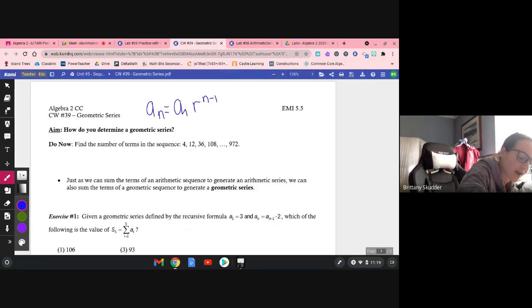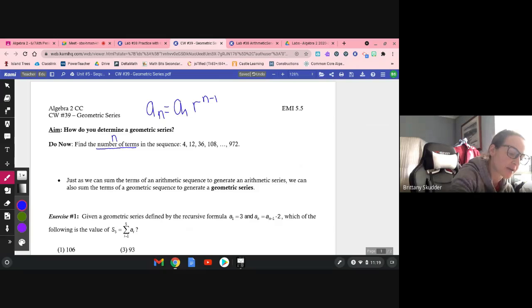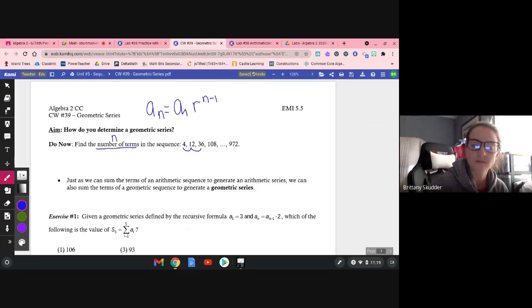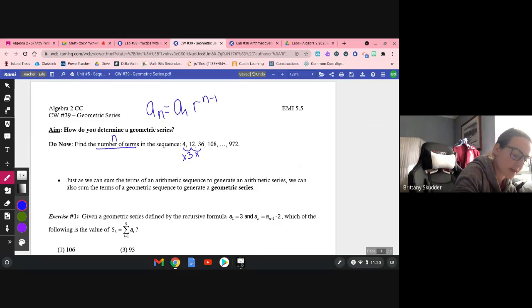So in the do now, it says find the number of terms. So if I'm trying to find the number of terms, I am trying to solve for n. I don't know how many terms there are going to be in this sequence. Okay. So when I look at this sequence, who can tell me what the common ratio is? How am I getting from 4 to 12, 12 to 36? Times by 3. Good. Thank you. Times by 3, times by 3.